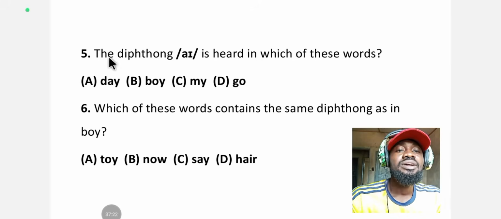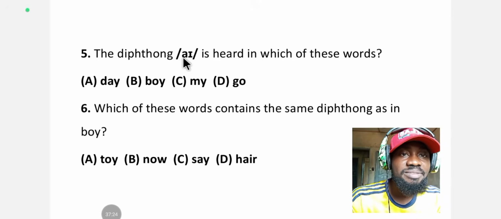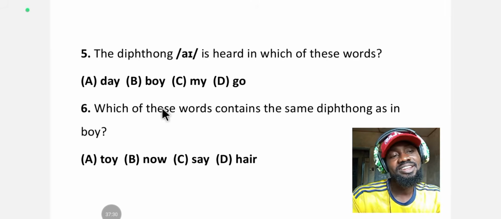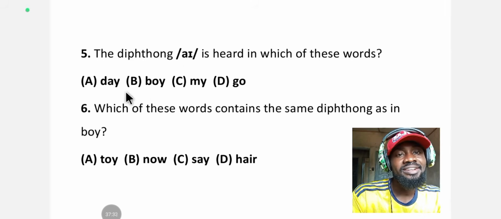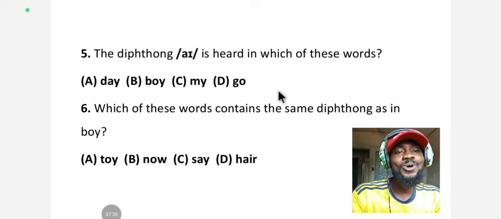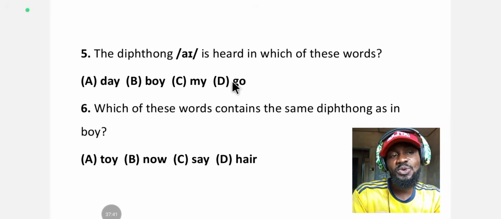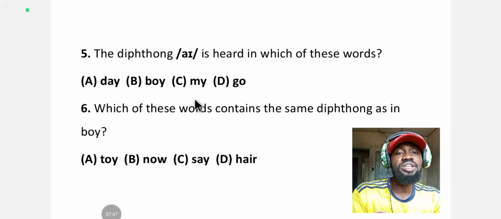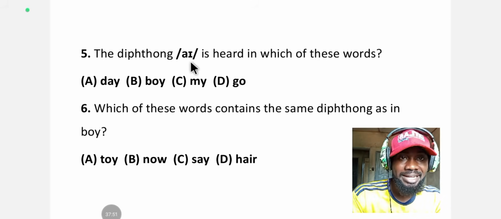Number 5. This diphthong symbol here is heard in which of the following words? JAMB question. They're going to whine you. A, day. B, boy. C, my. D, go. This is very cheap if you have been following this lecture. What's your answer? You answered right. The correct option is option C. My. A and E. I.